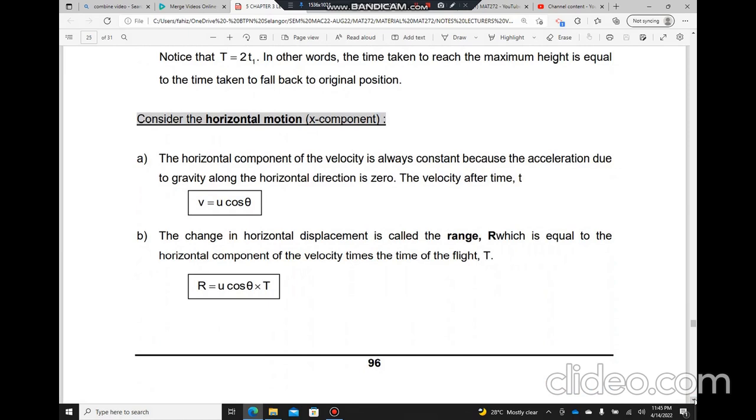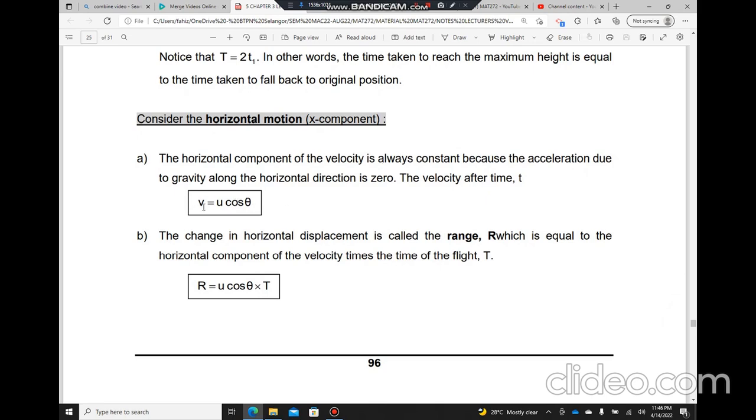Consider the horizontal motion x component. The horizontal component of the velocity is always constant because the acceleration due to gravity along the horizontal direction is 0. The velocity of the time v equals to u cos theta. Okay, so yang ni untuk horizontal motion, velocity is always constant.